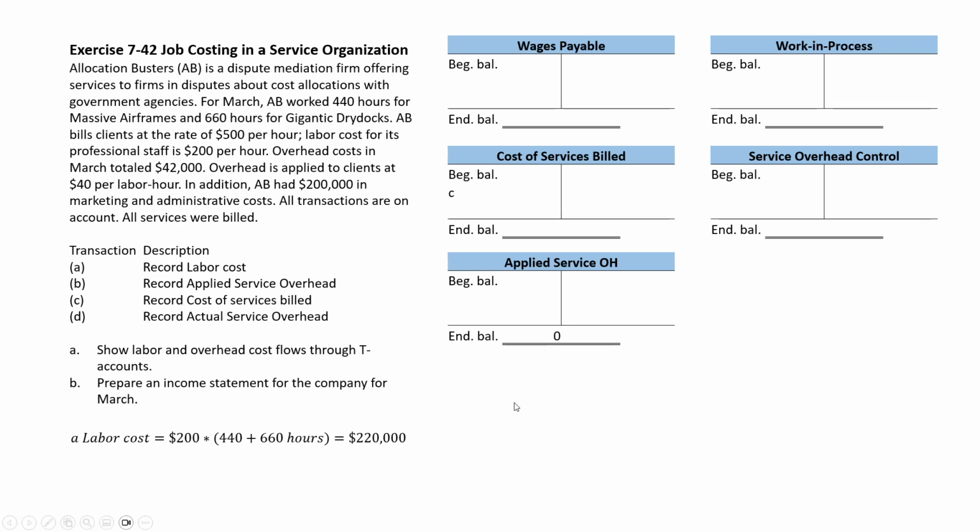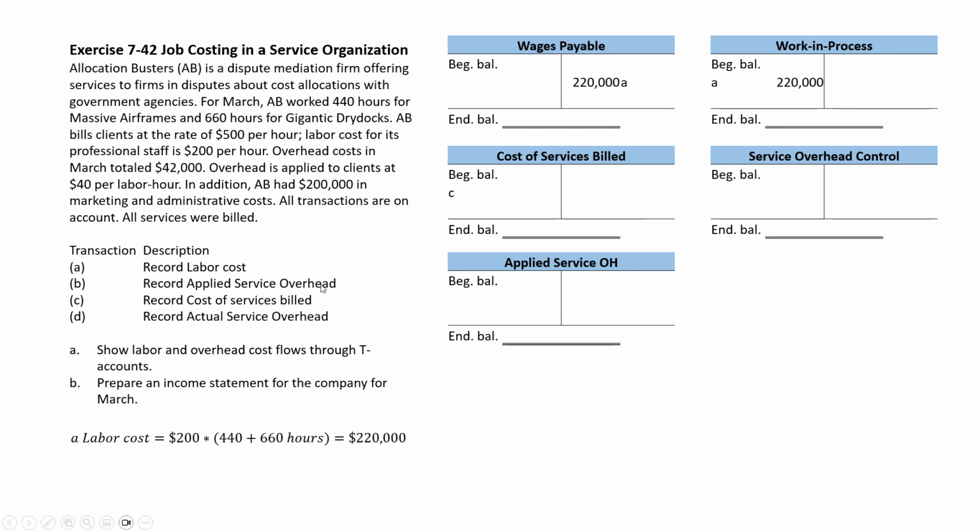Much like a manufacturing company, I'm going to debit work in process for 220,000, add it into work in process. And since they didn't say I pay cash, my assumption is I need to accrue it and credit wages payable, the liability account, also for 220,000.